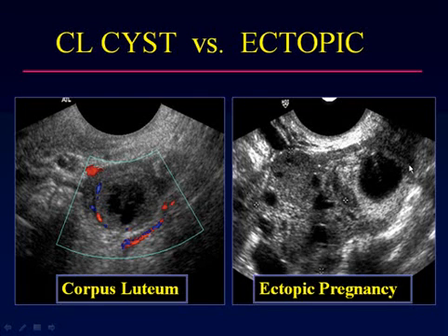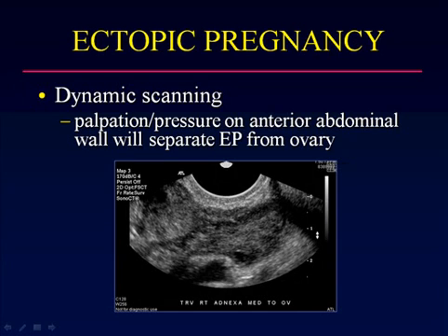And the patient on the right that has an ectopic pregnancy, you can see that the trophoblastic tissue is extremely echogenic, much more echogenic than the corpus luteal cyst. You can see an acute angle between the ectopic pregnancy and the adjacent ovary, although there's a little hemorrhage between the two structures. There's no claw of ovarian parenchyma surrounding the ectopic pregnancy. So again, in general, ectopic pregnancy is much more echogenic than the corpus luteal cyst, although there is overlap.